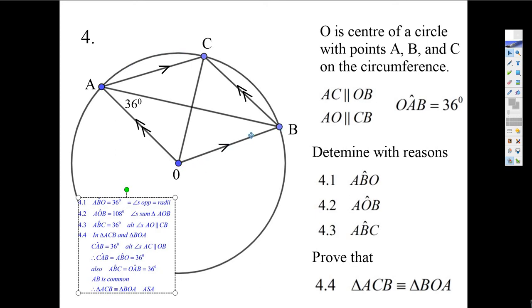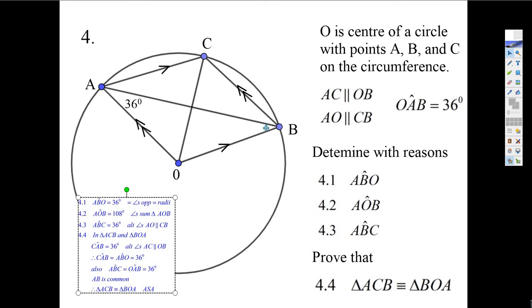Well, that means that OB and OA, from the center to the circumference, must be radii. They also say that AC is parallel to OB and that OA is parallel to CB. So that's given, and it's given that angle OAB is 36 degrees. Let's see if we can figure out these things here.